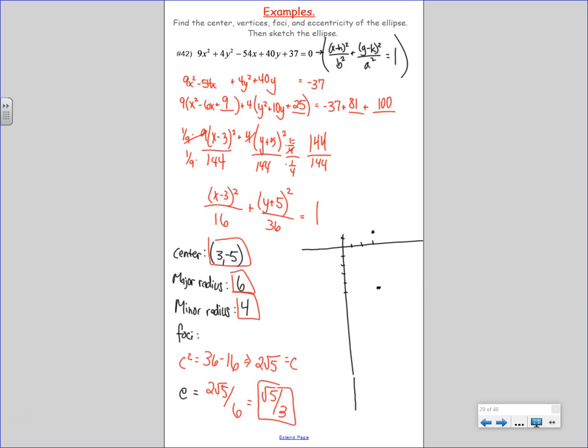Okay, so there's 1. That's going to be at (3, 1). Here's my center at (3, negative 5). And where's my other vertex going to be? Good. Because for my vertices, I just need to add 6 and subtract 6 to my y value, right?